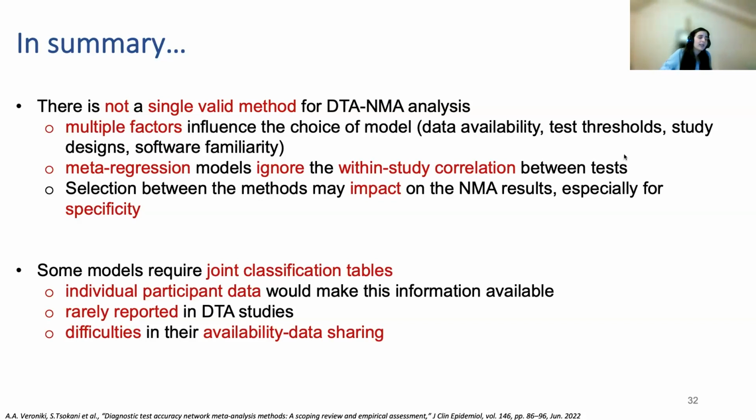And some of the models that were not evaluated require a joint classification table, and this may pose difficulties because this can be obtained by individual participant data, which are actually rarely reported in DTA studies, and we may face difficulties in obtaining them, and we may have data sharing problems.